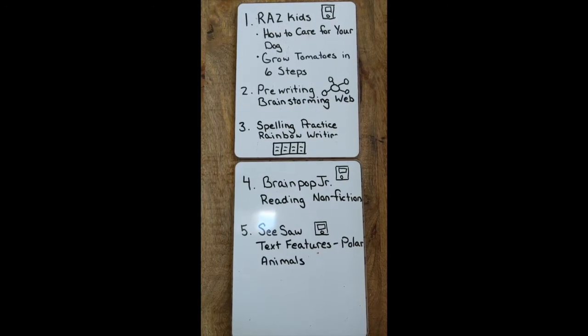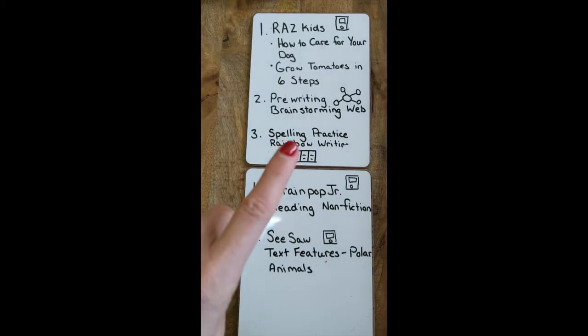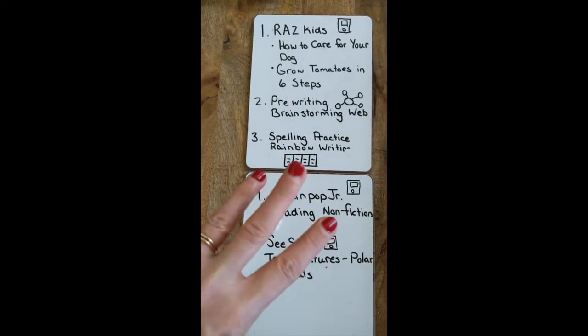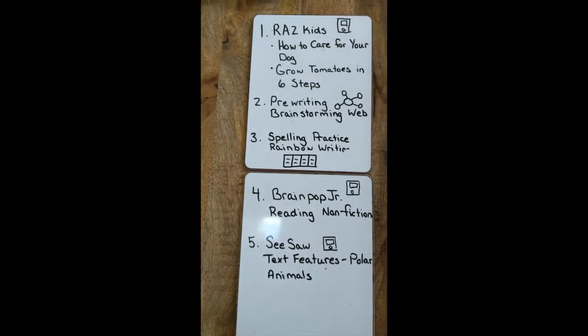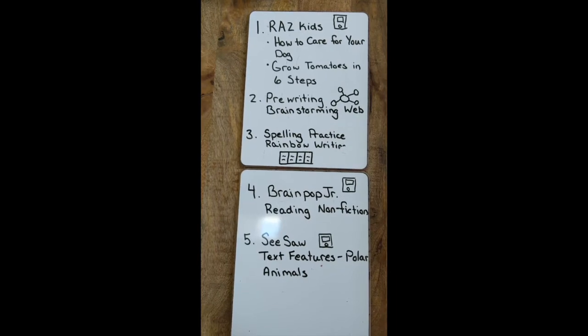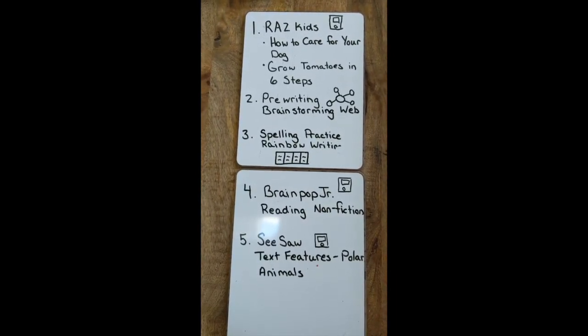Remember, there are 3 parts for Raz-Kids. 1, listen to the story. 2, read the story with the microphone. And 3, answer the questions. For number 2, you're going to do some pre-writing or brainstorming about your instructions. So let's practice that together.